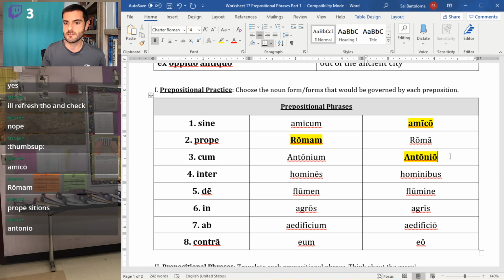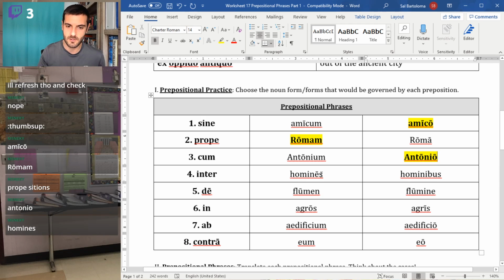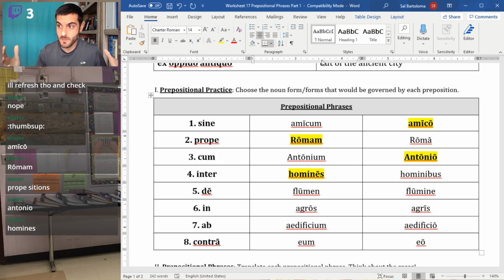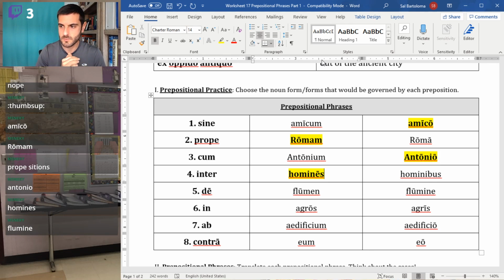Inter homines or inter hominibus. Inter homines. Inter always goes with the accusative case. Among the men, among the people, between the people, depends on the situation. De flumen or de flumine. De meaning down from, could also mean about, depending on the context. De flumine, de goes with the ablative case. De flumine.